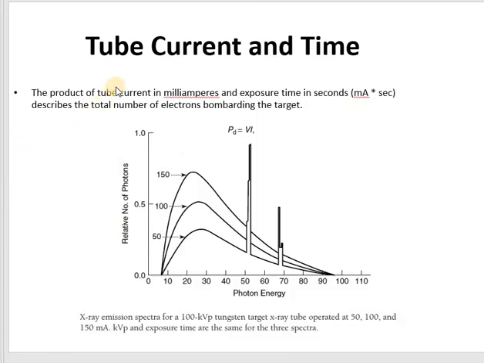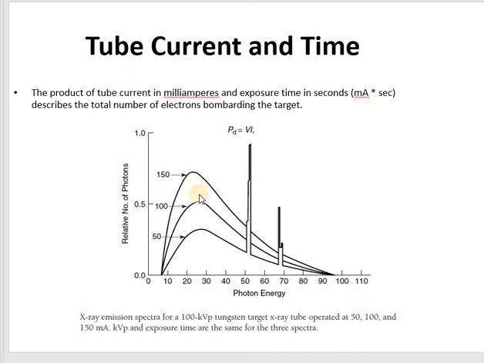Tube current and time. This describes mAs, or the product of tube current in milliamperes and exposure time set, and describes the number of electrons that will be bombarding the target in a second.